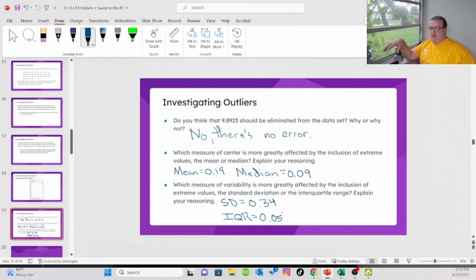So we can see the outlier being removed or included changes the mean more than it does the median. And in turn, it affects the standard deviation more than it does the interquartile range. So this is why we use mean and standard deviation with symmetric data, but we use median and IQR with non-symmetric data.